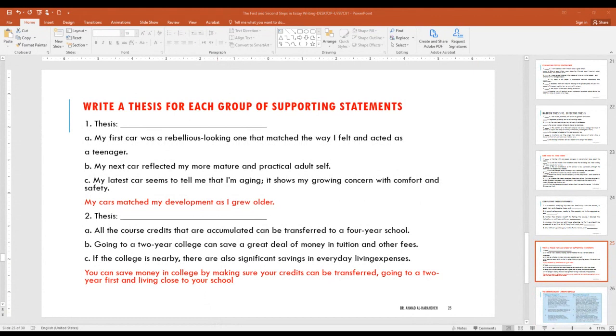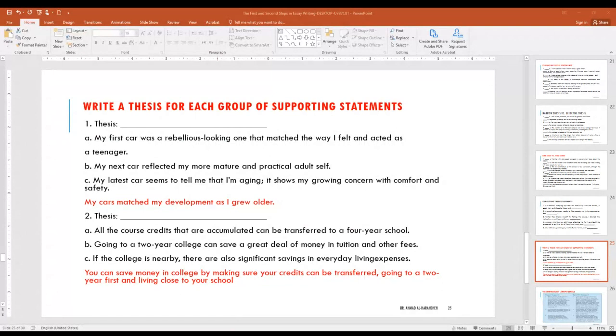Now, another exercise: write a thesis statement for each group of supporting statements. Why am I focusing on these exercises? Because these exercises are very, very important, especially in the midterm exam. Please go back to these exercises and work on them carefully, because in the midterm exam, inshallah, you will have some questions like these.